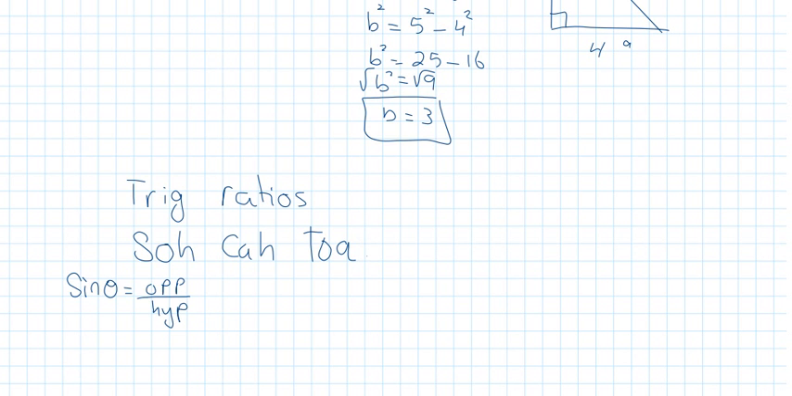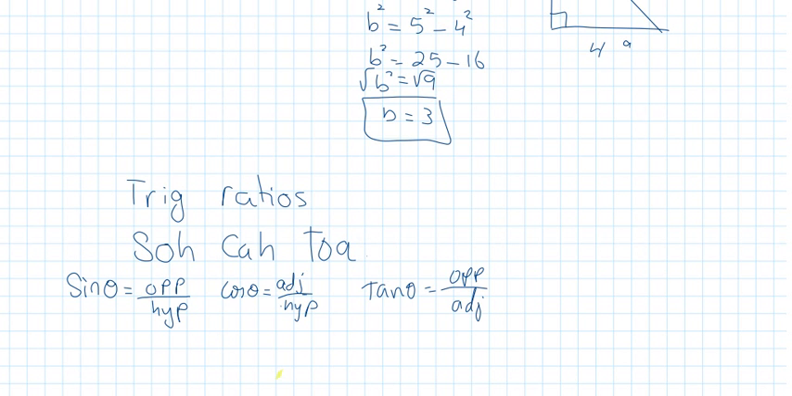Cosine is adjacent over hypotenuse. I love this one. And then tan is opposite over adjacent. Now, how can I know which one's the opposite, which one's the adjacent, which one's the hypotenuse? And this is where naming your triangle is very, very important.